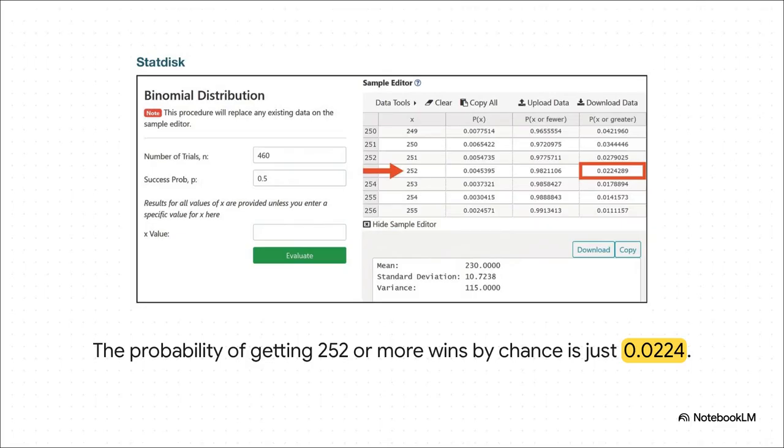And if you want the smoking gun, look no further. We can go back to our software and find the exact probability of getting 252 or more wins just by sheer luck. And that probability is a measly 0.0224. That's only about a 2.2% chance. In statistics, a general rule of thumb is that anything less than 5% is significant. This clinches it. The data strongly suggests there was a real, tangible advantage to winning that coin toss.